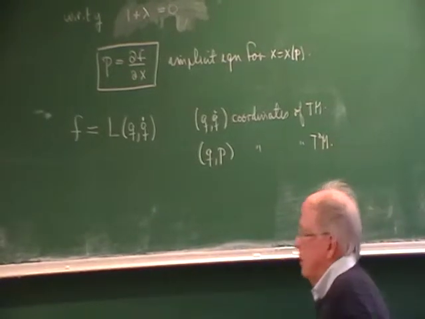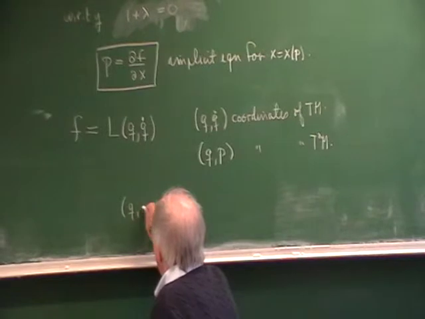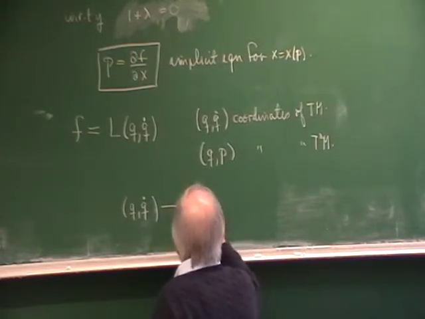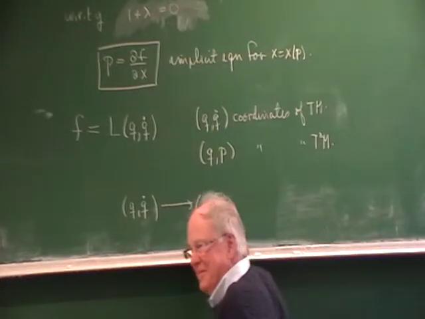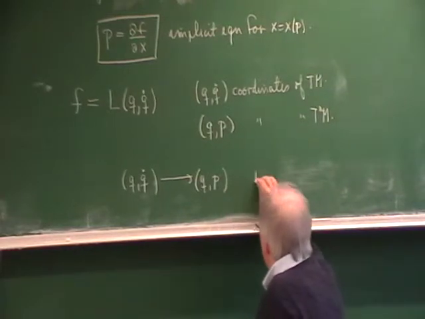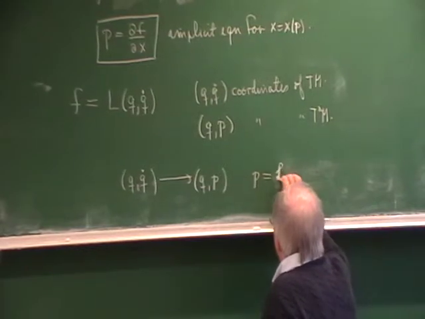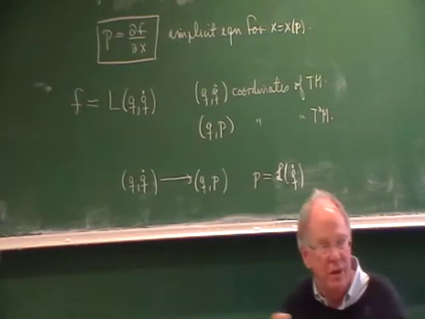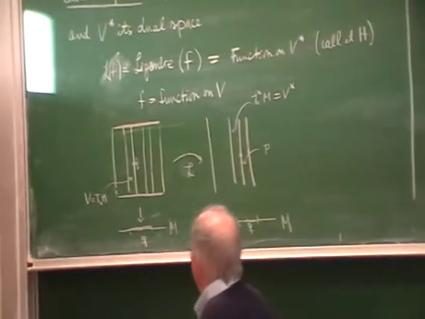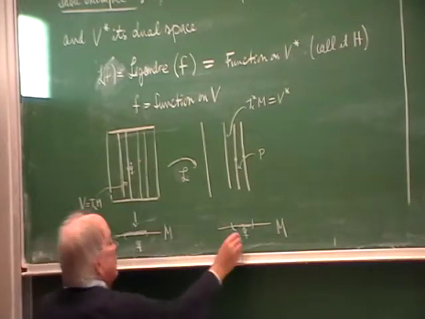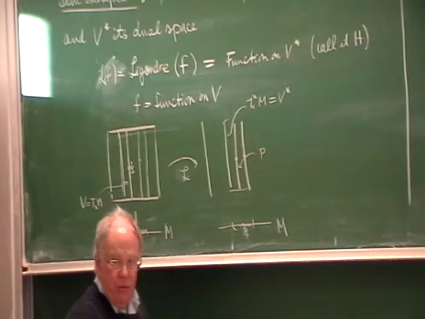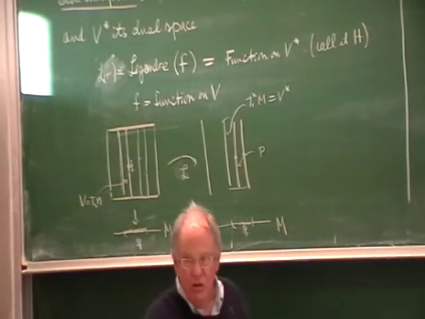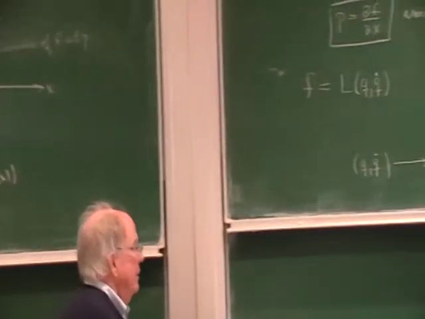So the Legendre transformation is simple in this formalism. Q point goes to p, so p is a function of q point, because it's fiberwise. Do you get my picture here? You have q and q point, the coordinates in the tangent bundle, and q and p, the coordinates in the cotangent bundle. Legendre takes q to q, and q point to p. Now you're happy, right? p is a function of q point.